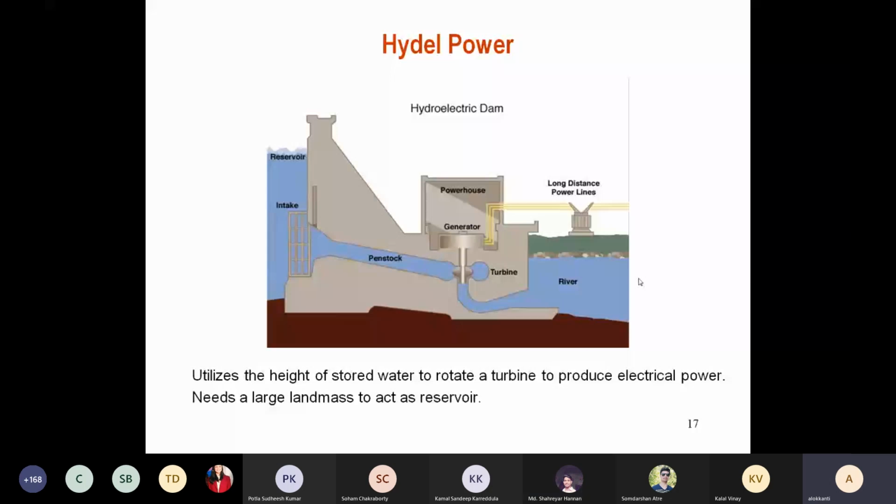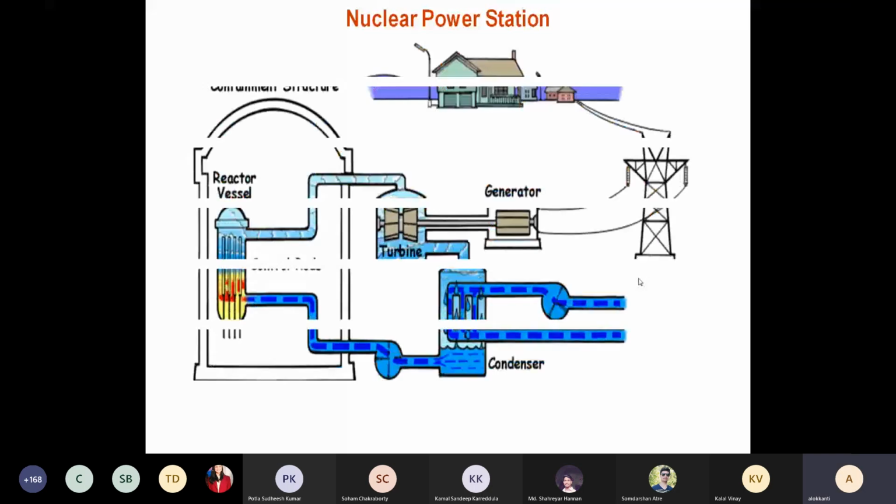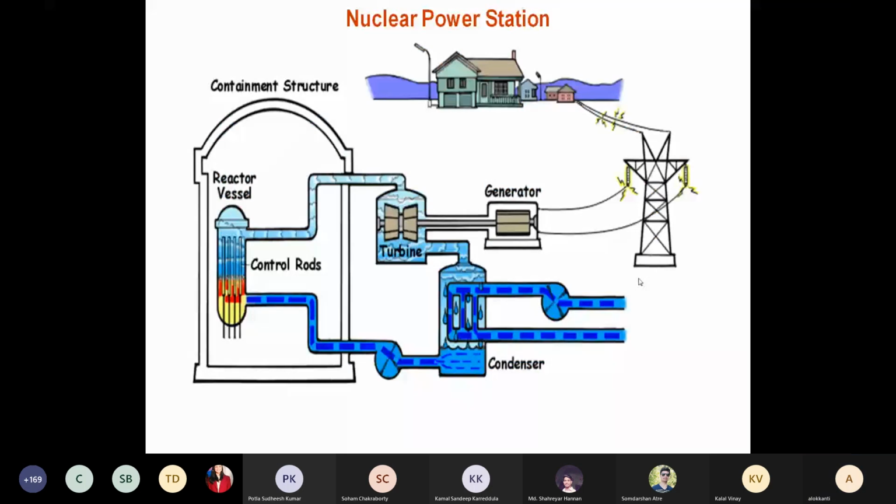Okay. So then there is another very widely known power source, which is called nuclear power. We see a lot of articles coming out in the news. This is basically the power obtained by burning the nuclear fuel. It works like this. This is a nuclear power plant where all the nuclear reactions take place inside these reactor vessels and all these control rods. So a lot of heat is generated.